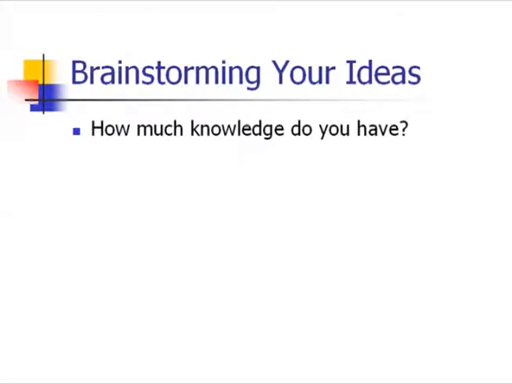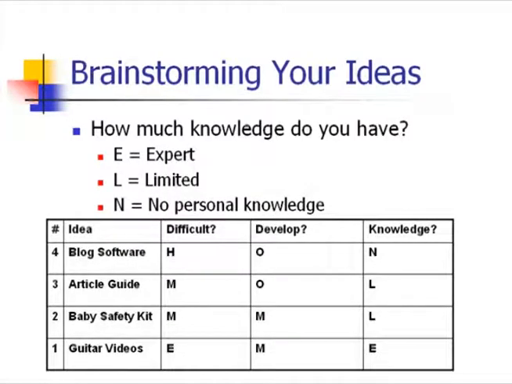Step 4 is Knowledge. In this step, place an E, an L, or an N next to each idea based on your personal level of knowledge about the subject of the idea. If your idea is an area that you are an expert on, place an E. If your idea is an area where you have some knowledge, but you're not an expert, place an L. If you think the idea is a moneymaker, but you have no personal knowledge of the subject, place an N. After completing that for each idea, let's move on to the final step.